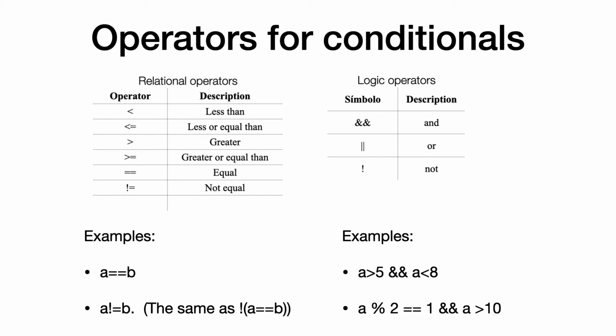And a second example is if A is odd, in this case if the remainder of the division by 2 is equal to 1, and it is also greater than 10. So that's how we create conditionals using these operators and combine them using logical operators.